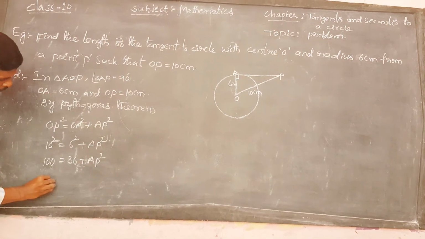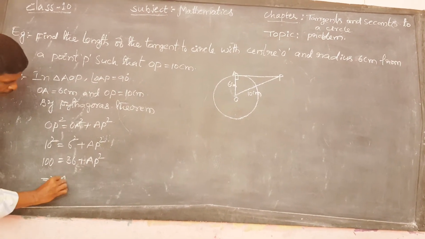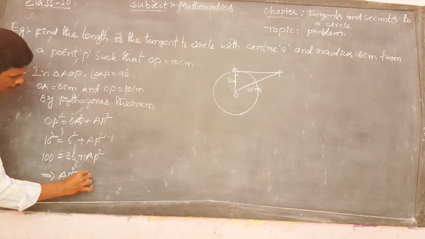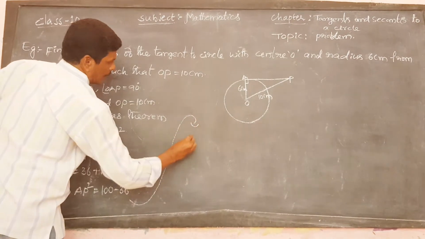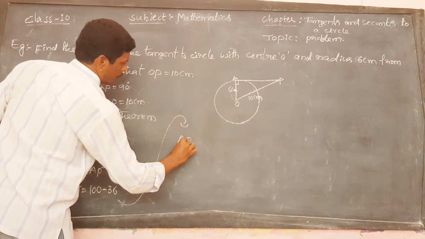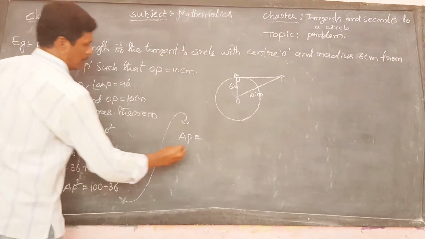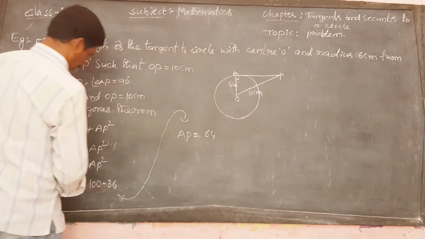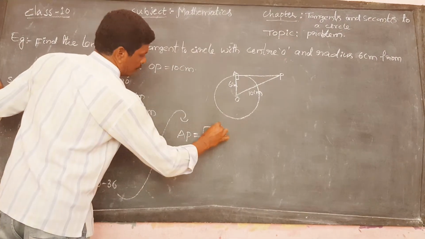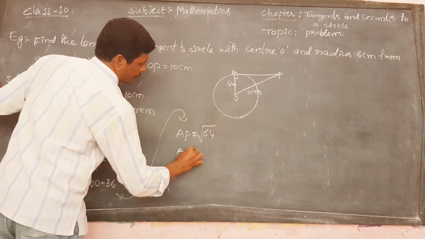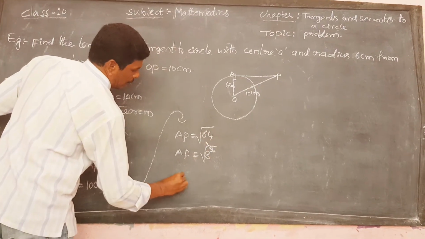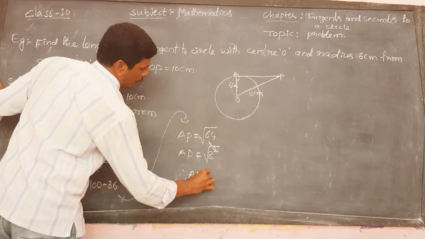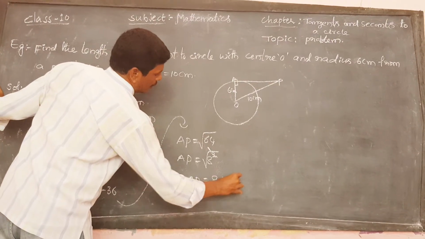That implies AP square equals 100 minus 36. AP square equals 64. Taking the square root, AP equals 8, square root and square cancel. Therefore, AP equals 8 centimeters.